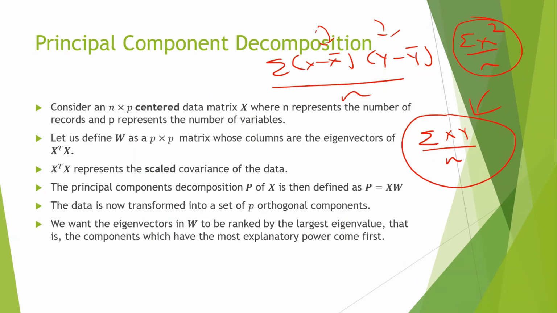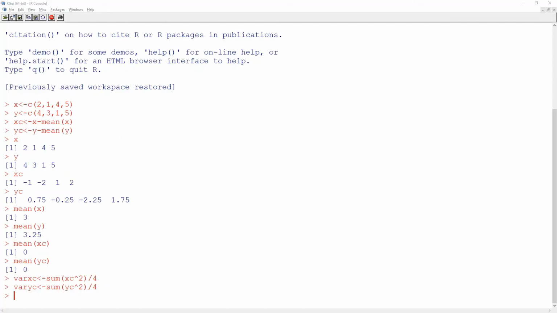So let's get back to our data, and we can find the covariance of xc and yc.